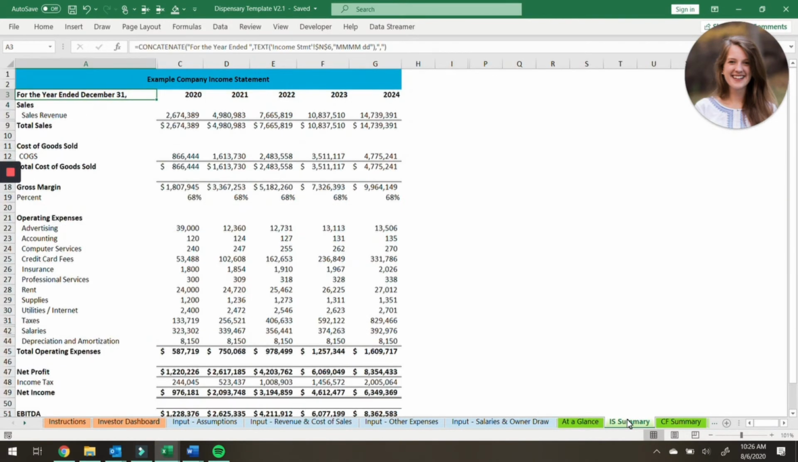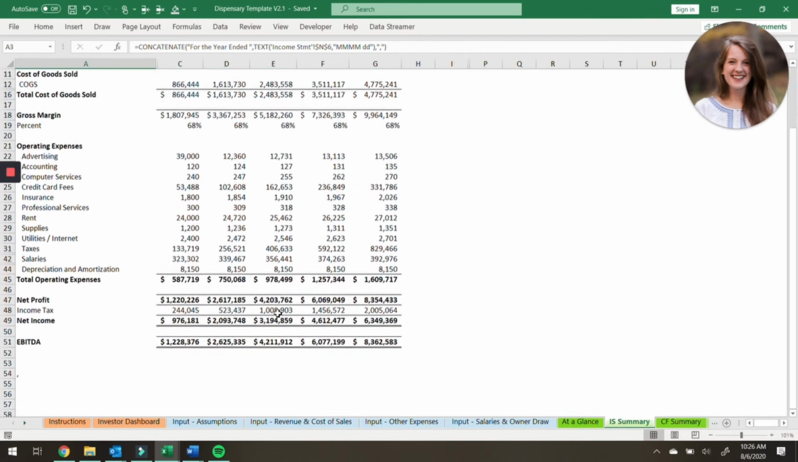We also have the summary format of 3 different financial statements. We have the income statement, the cash flow statement, and the balance sheet. The income statement is going to show your sales, your cost of goods sold, your operating expenses, and your income tax as well. There's earnings before interest, taxes, depreciation, and amortization, EBITDA, down here at the bottom.